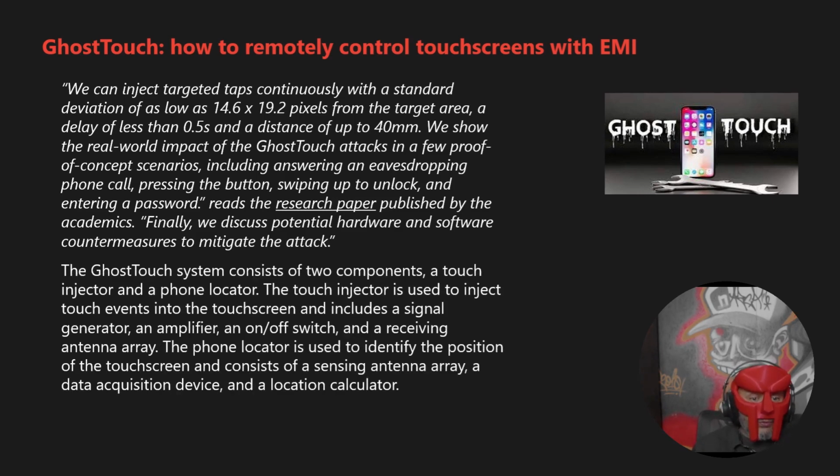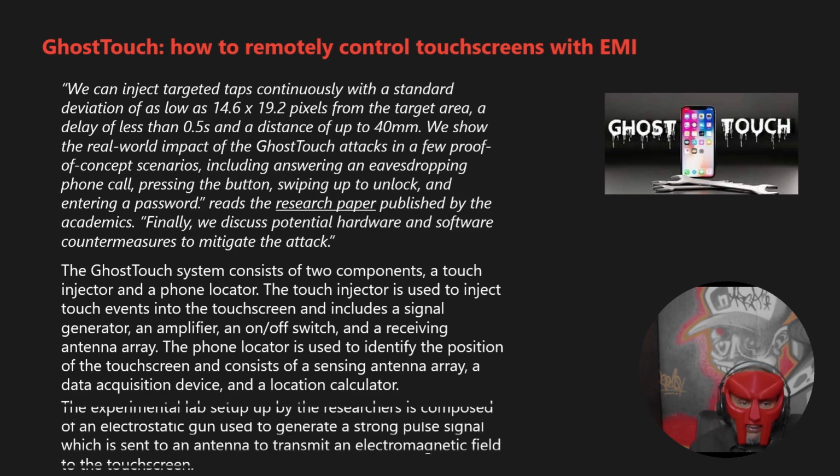The Ghost Touch system consists of 2 components, a touch injector and a phone locator. The touch injector is used to inject phone events into the touch screen and includes a signal generator, an amplifier, an on-off switch, and a receiving antenna array. The phone locator is used to identify the position of the touchscreen and consists of a sensing antenna array, a data acquisition device, and a location calculator. The experimental lab setup by the researchers is composed of an electrostatic gun used to generate a strong pulse signal, which is sent to an antenna to transmit an electromagnetic field to the touchscreen.